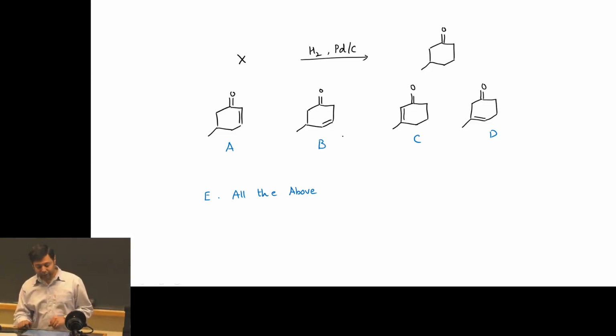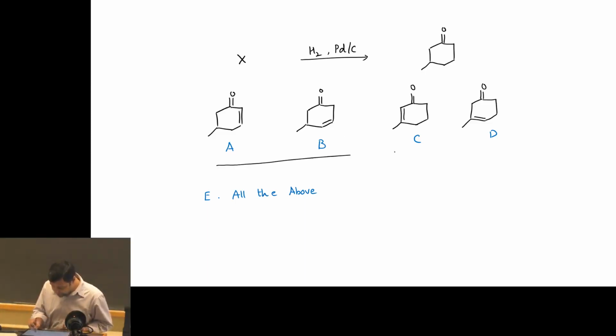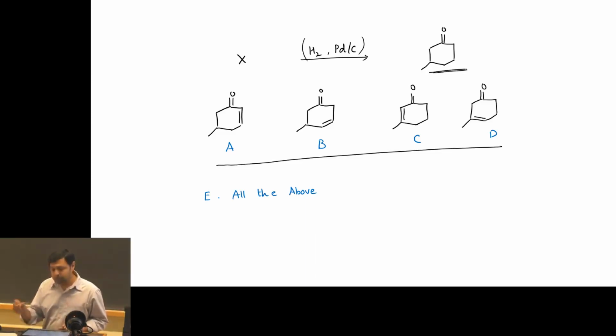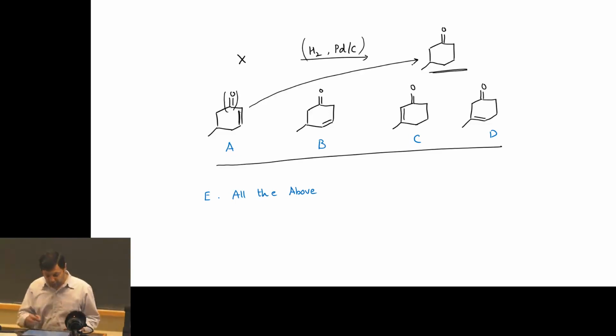All right, let's take a look at this question. Which of these reactants upon reduction will give this as the product? So let's begin with reactant A. C=O will tolerate these conditions. It will remain as it is. This double bond will get reduced to a single bond. Therefore, A will give this product. Similarly, B will also give this product.